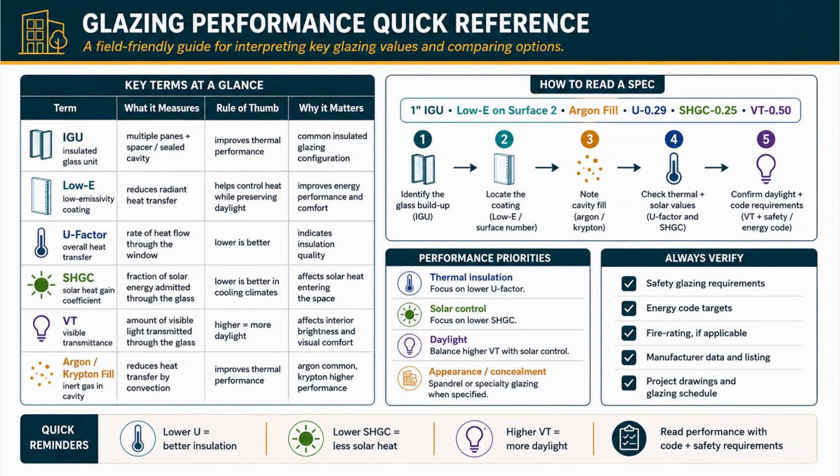The performance priorities box reinforces the trade-off. Focus on lower U factor for insulation, lower SHGC for solar control, balance higher VT with solar control for daylight, and consider appearance and concealment with spandrel glass. Always verify safety glazing, energy code targets, fire rating if applicable, manufacturer data, and the project glazing schedule.